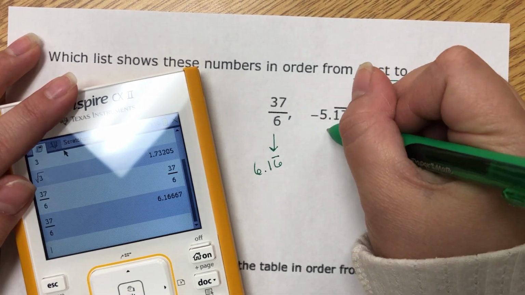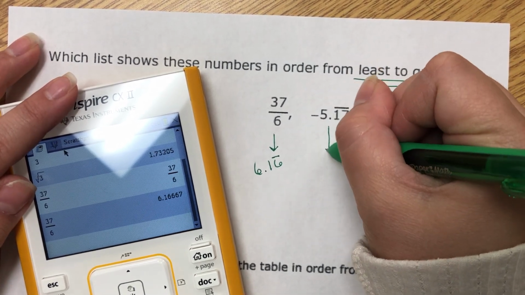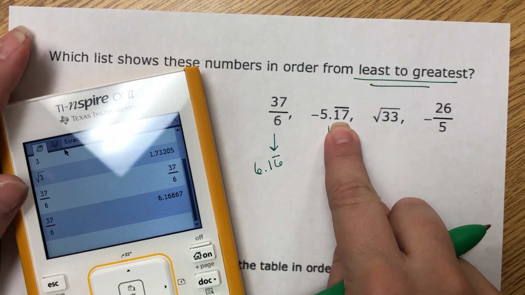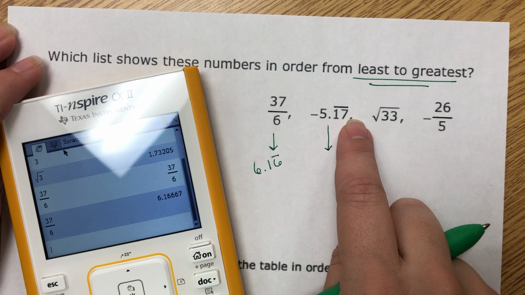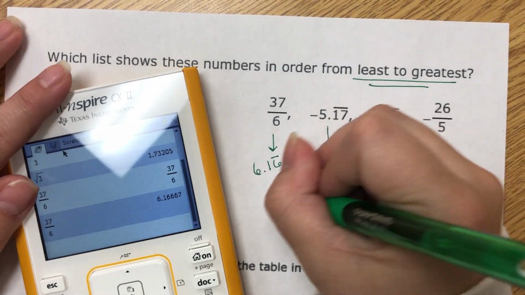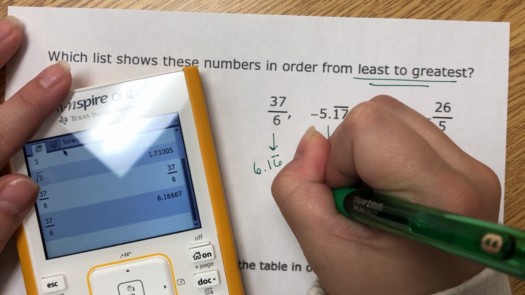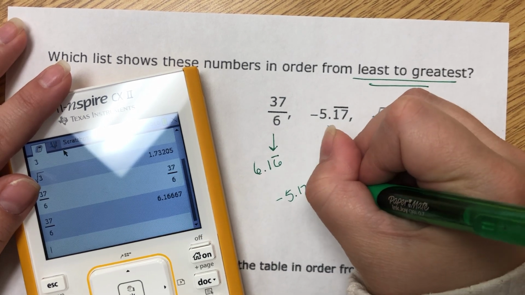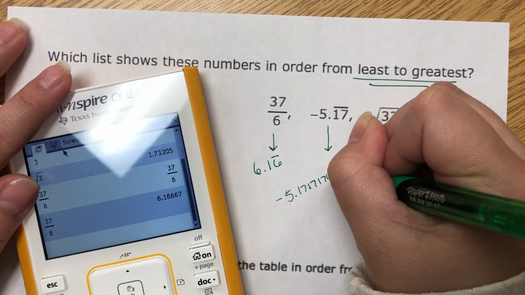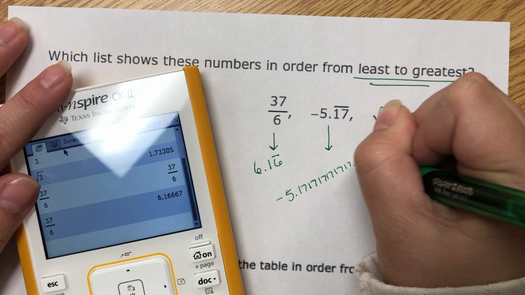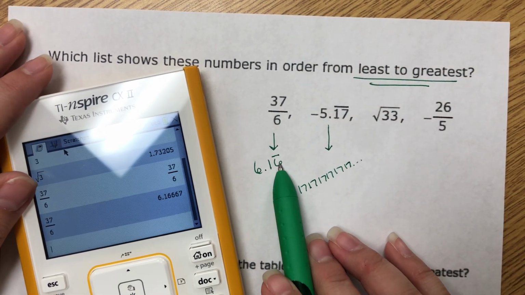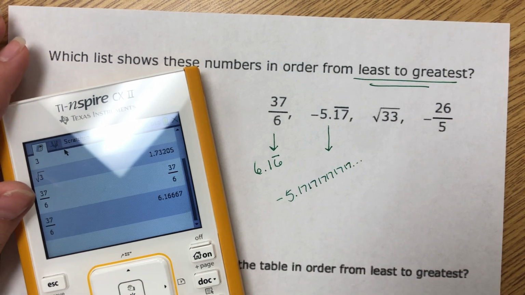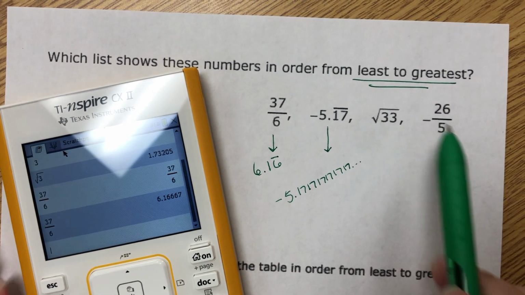This next one I don't really need to put in my calculator, but I do need to know that this bar over the 17 stands for a repeating decimal. That means my number looks like this: 5.17171717171717 forever and ever and ever. It just keeps going on and on and on. Just like this one did, it kept having sixes forever and ever and ever. I just didn't write it.